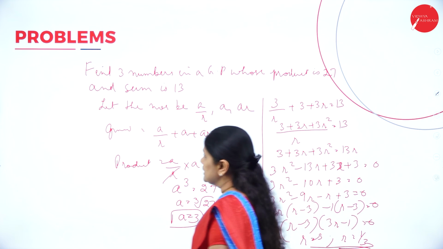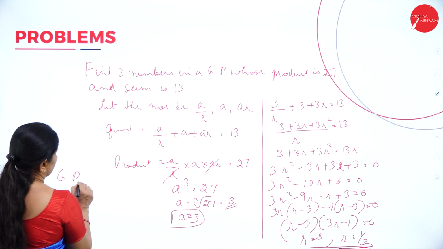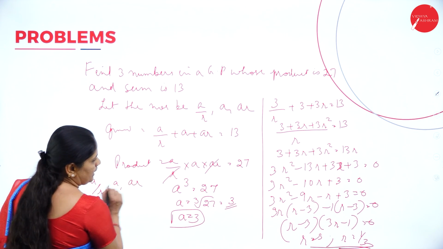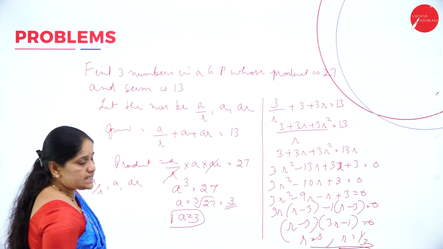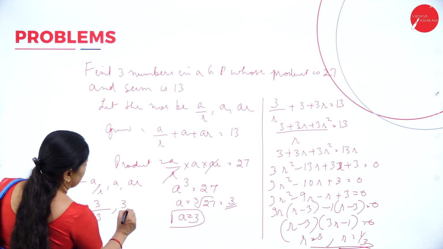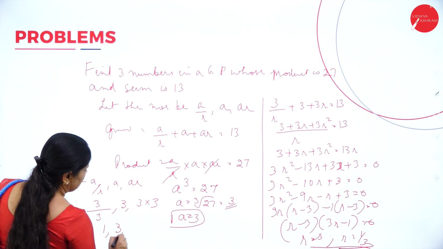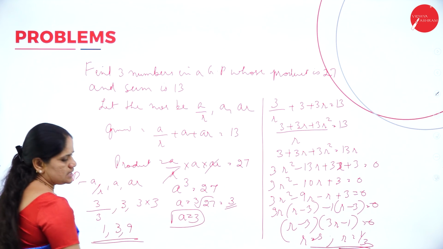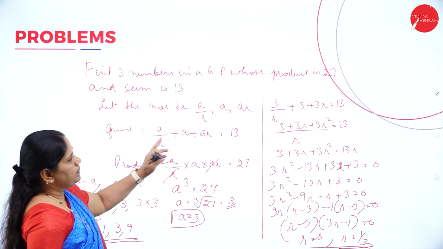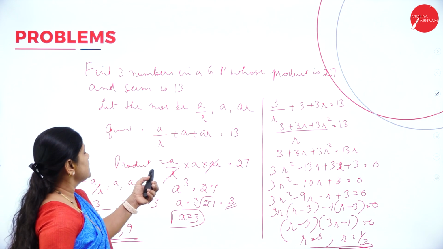Now we find the GP. So I'll write it here. So GP will be A by R, A, AR. Now we know A is 3. So 3 by 3, then 3, then 3 into 3. So this will be 1, 3, 9 is the answer. So in this way, we find the GP whose product is 27 and whose sum is 13.